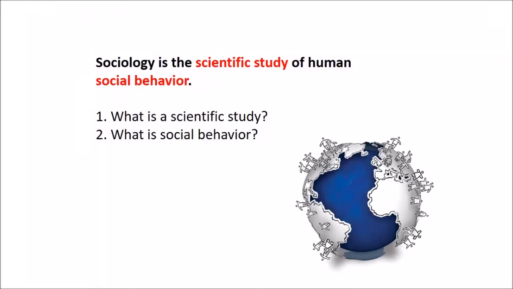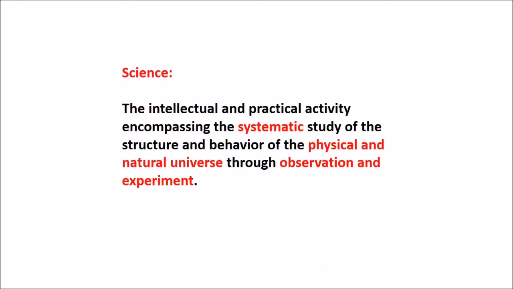Sociology is the scientific study of human social behavior, and this definition presents a couple of questions that we should resolve before we get started. Number one is, what is a scientific study, and what is a social behavior? Let's take these in order.